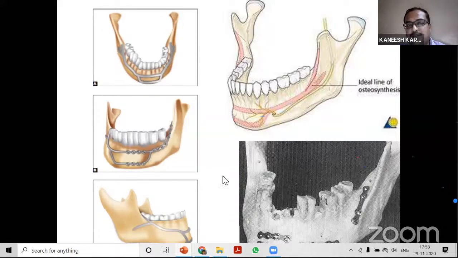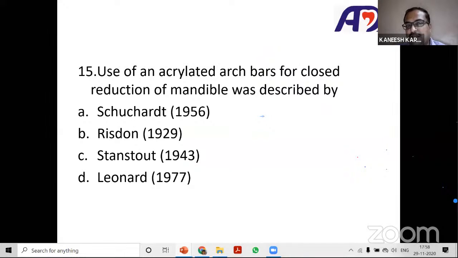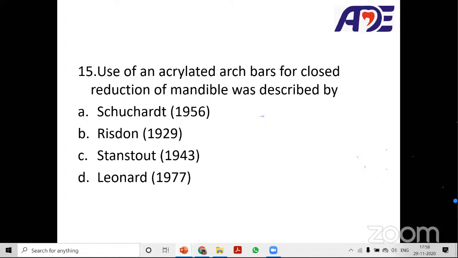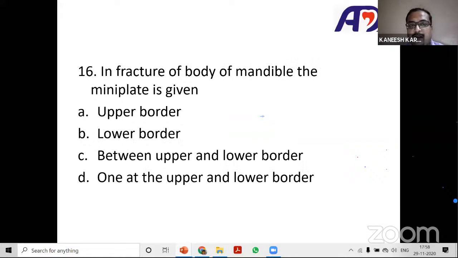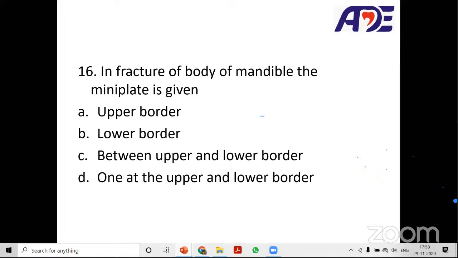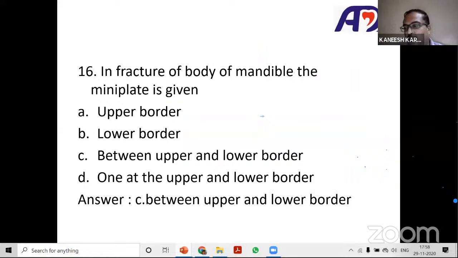Use of acrylated arch bars for closed reduction of mandible was described by Schuchardt in 1966. In fracture of the body of the mandible, the mini plate is given between the upper and lower border.